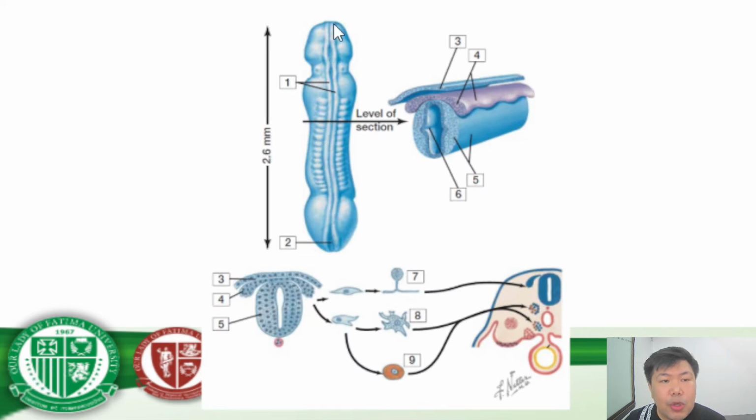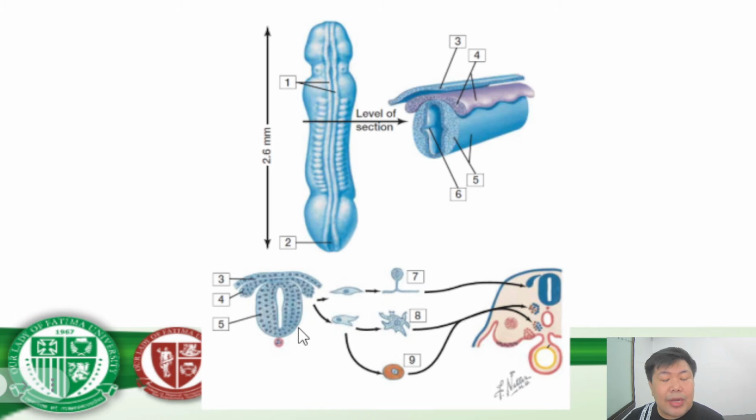Eventually, those openings or neuropores will also close, no? And once it is already closed, this is how it will look like. You have your neural tube, you have your neural crest from the neural folds, and your ectoderm. Okay? So, here's another view of that. Number 3, here is your ectoderm. Number 4, here is your neural crest. And number 5 is your neural tube. Okay?